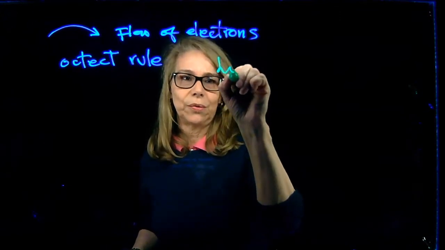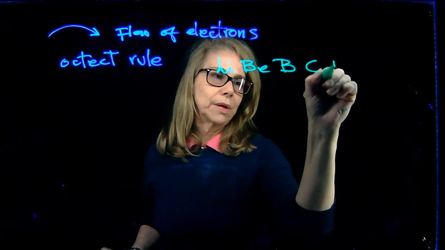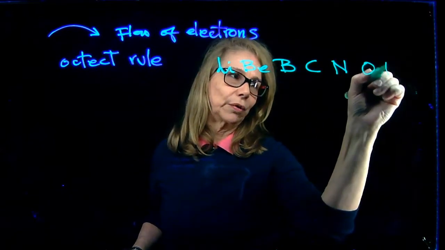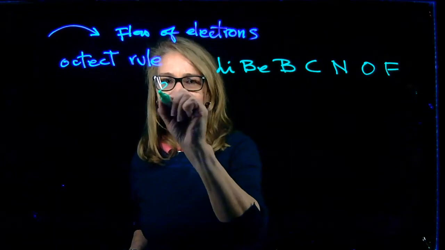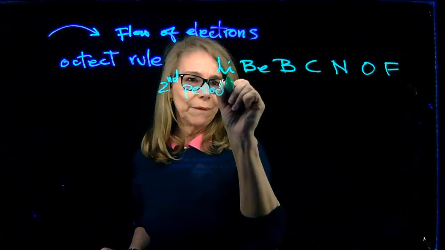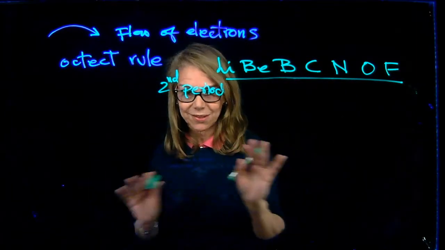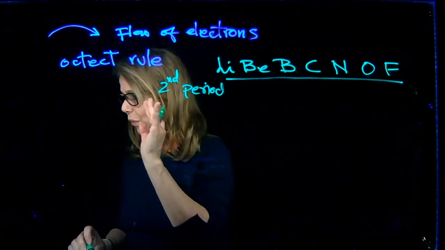So lithium, beryllium, boron, carbon, nitrogen, oxygen, fluorine. That's my second period in the periodic table. Those here, we can never break the octet rule. They don't have the orbitals. So that's something that we must remember.